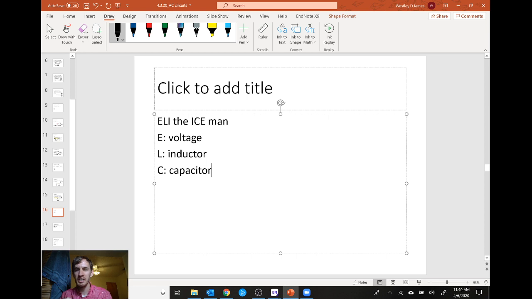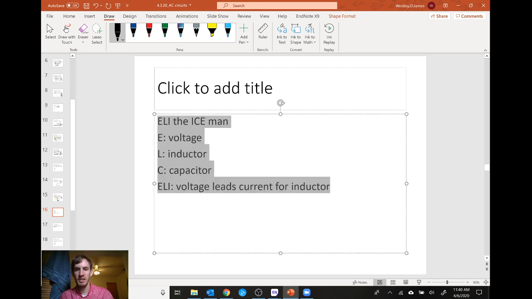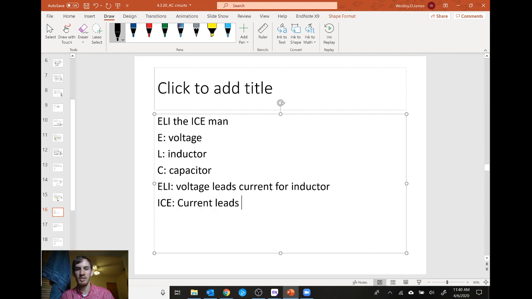So the idea here is, ELI: voltage leads current for an inductor, because you can see here voltage is before the current in the inductor one. And then ICE: current leads voltage for a capacitor.